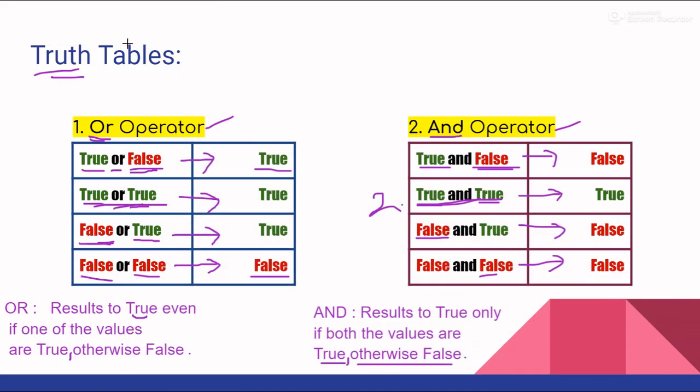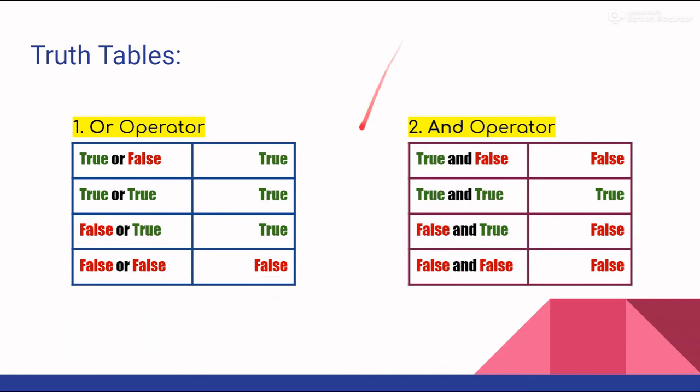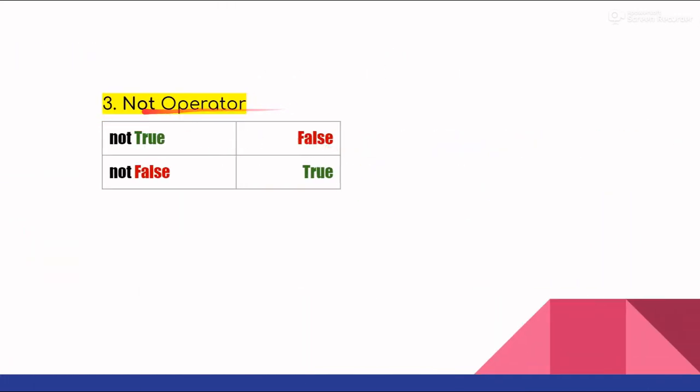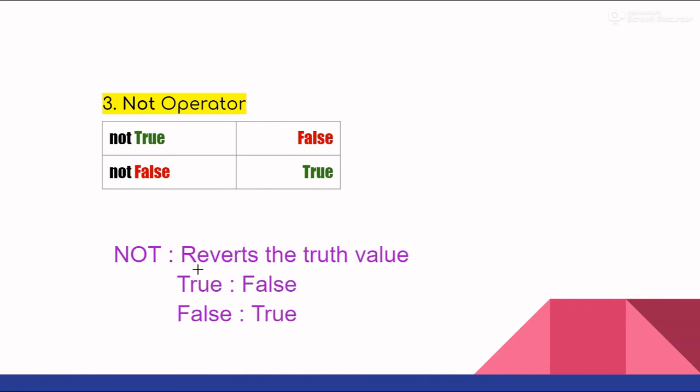Now the next one is the not operator. Let's see what it is. Basically the not operator reverts the truth value of any expression. So let's say there is an expression that resulted in true, right? When we use the not operator, it will convert that true to false. Basically it will revert the truth value. And let's say the expression resulted in false, then it will convert that to true. So true will be converted to false and false will be converted to true. You can see over here also.